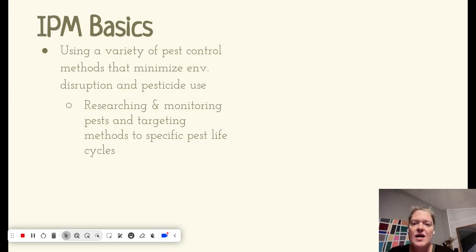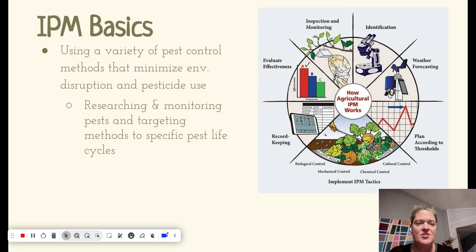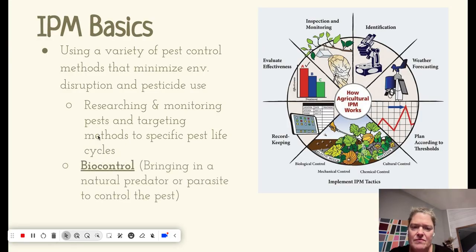So there's a lot of research and a lot of monitoring of pests that goes into crop development. And researchers are generally looking for ways to target specific pest life cycles. So if they can interrupt just the specific life cycle of the specific pest that they're trying to target, that's actually a really beneficial method. And so IPM is considered a biocontrol.